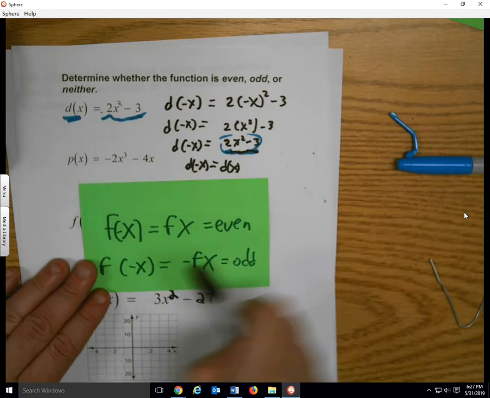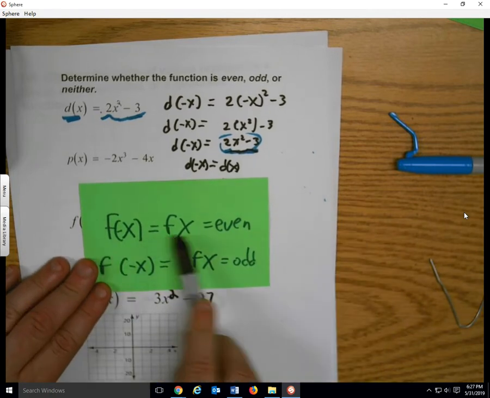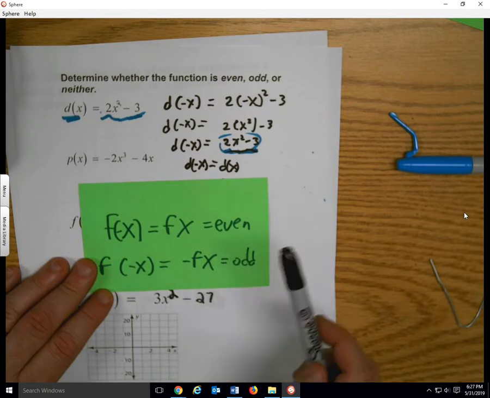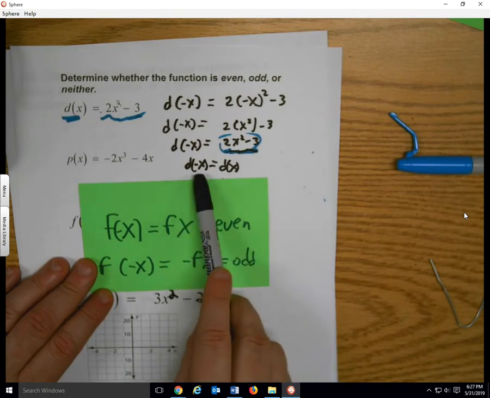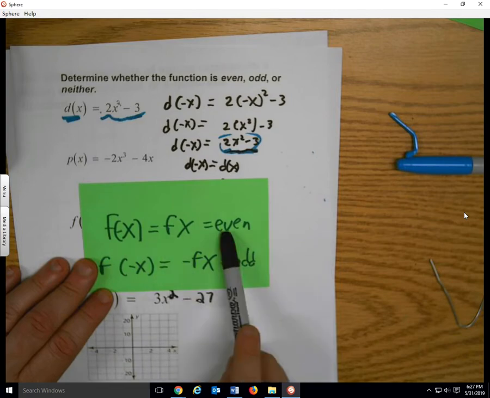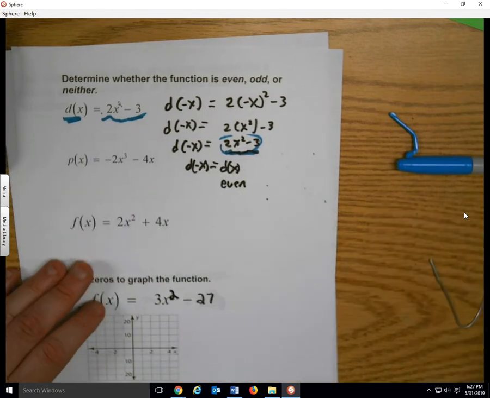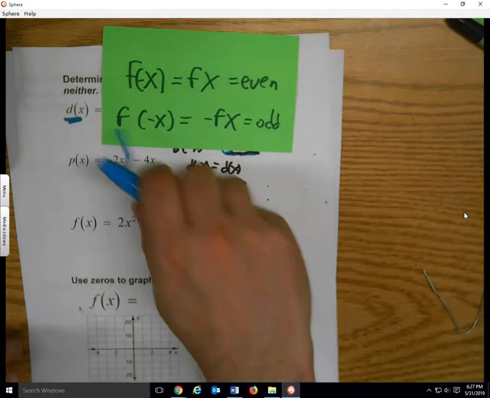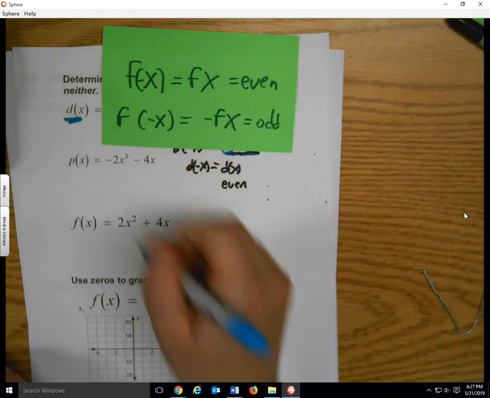You may remember that if f of negative x equals f of x, it's even. If f of negative x equals a negative f of x, it's odd. So since this is d of negative x equaling d of x, it's of this format, it would be even. So I'm going to leave this here for the next one. Okay, you might want to write that down, even. That might help you. Okay, so let's do this one.